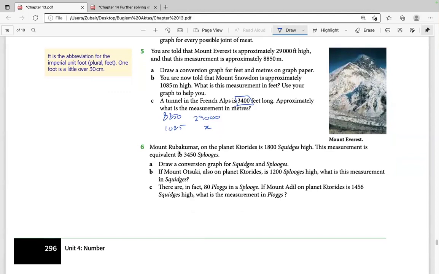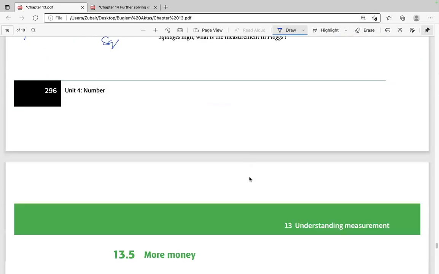Okay. Mount Rubakumar on the planet Ithorides is 1,800 feet high. This measurement is equivalent to 3,450 splodges. Draw the conversion graph of this. So again, on x-axis, we take one of the units. Let's say SQ is on x-axis and SP is on y-axis. So 1,800 is equivalent to 3,450, wherever it would be. We'll draw that line and then solve the remaining questions.